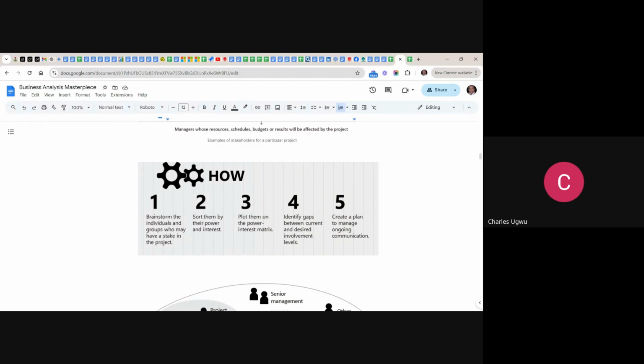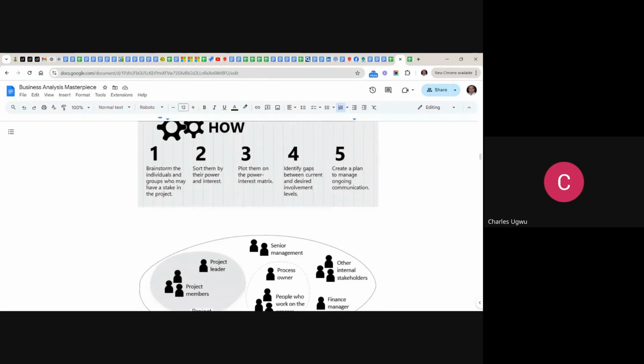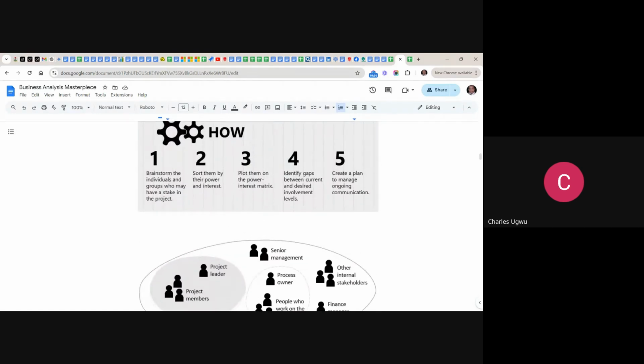Then once you plot them on the power and interest matrix, identify the gaps between the current and the desired involvement level and create a plan to manage ongoing communication. These are 5 key ways to conduct stakeholder analysis. So the first one is identifying them, brainstorming them.